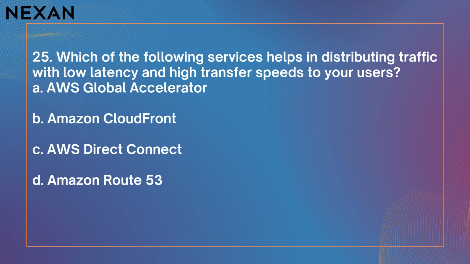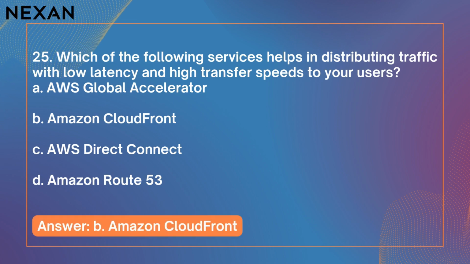25. Which of the following services helps in distributing traffic with low latency and high transfer speeds for your users? A. AWS Global Accelerator. B. Amazon CloudFront. C. AWS Direct Connect. D. Amazon Route 53. Answer B. Amazon CloudFront.